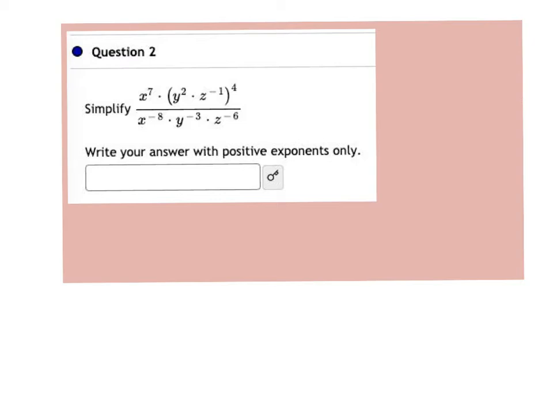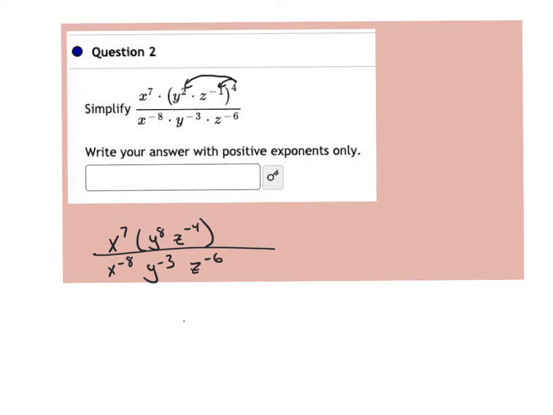The first thing I'm going to want to do is get rid of this exponent up here by distributing. Remember, when you do a power to a power, you multiply. So I'm going to rewrite this whole thing so that it will look something like this: x to the 7th times y to the 8th times z to the negative 4th. So all I did is I multiplied that exponent there and those two exponents there, over x to the negative 8th, y to the negative 3rd, and z to the negative 6th.